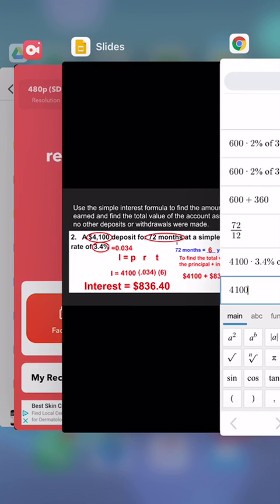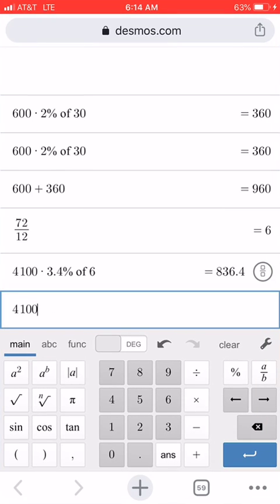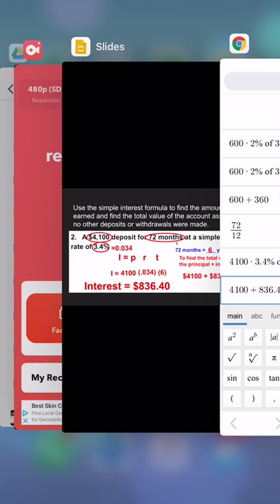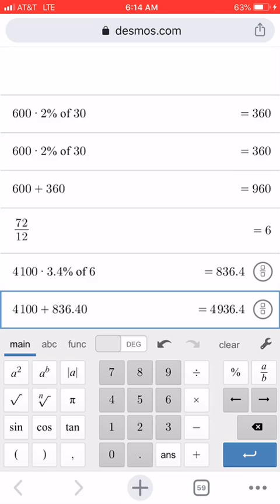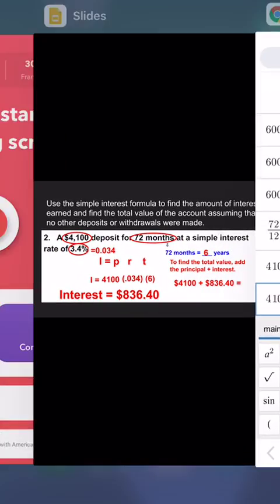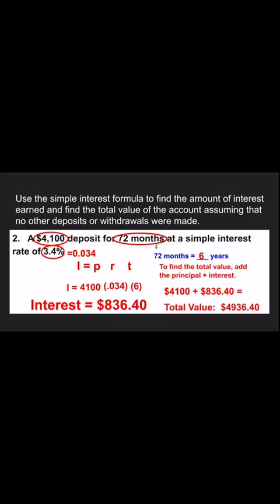$4,100 plus 836.40 cents. And once again, I can always go back and just look like that to make sure I got it correctly. And there's my final answer. $4,936.40. Let's go ahead and do one more together.